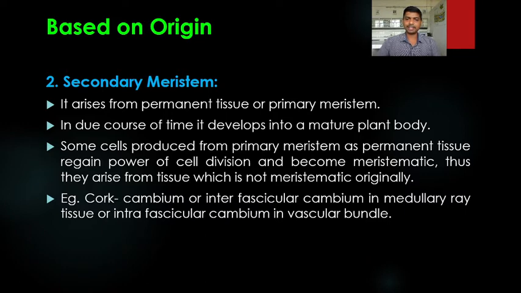Intravascular cambium is present in the vascular bundle. More precisely, it is present between xylem and phloem. That is the intrafascicular cambium. So this is the secondary meristem. For example, cork cambium, interfascicular cambium, intrafascicular cambium. These are examples of secondary meristem. So based on the origin, primary meristem has been developed from the embryonic tissue, while the secondary meristem has been developed from a permanent tissue which regains the power of cell division and becomes meristematic.